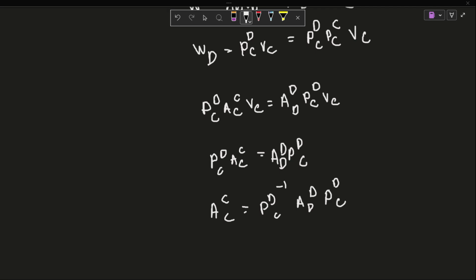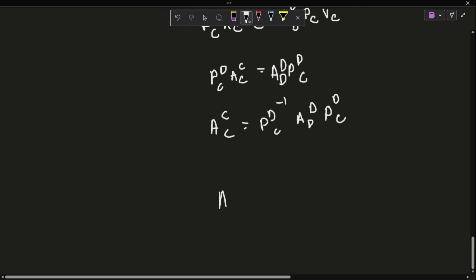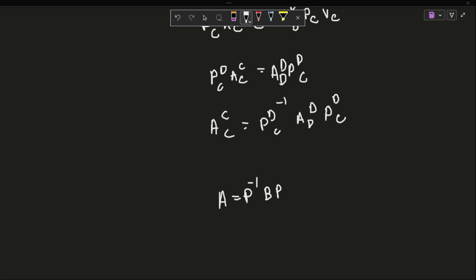And so if this is valid, then A, C to C, and A, D to D are matrix representations for the same linear transformation with respect to the C and D basis, respectively, where these two bases are related by the transition matrix P, C to D. If we simplify our notation by omitting the subscripts and superscripts and using different letters to distinguish the different matrices, you're going to get A equals P inverse BP. Okay, so two n by n matrices A and B represent the same linear transformation if and only if there exists an invertible matrix P such that A equals P inverse BP.